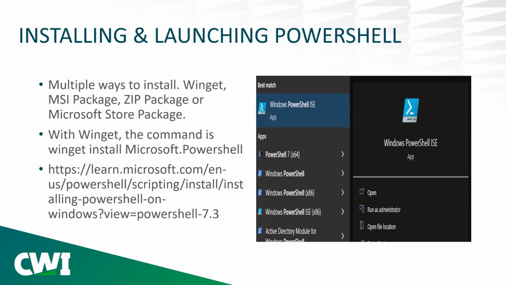With WinGet, the command you see here, and it's actually in your assignment too, is winget install Microsoft.PowerShell. And then there's a link down here as well. When you do the installation for Visual Studio Code, it actually pops that link out there for you too.